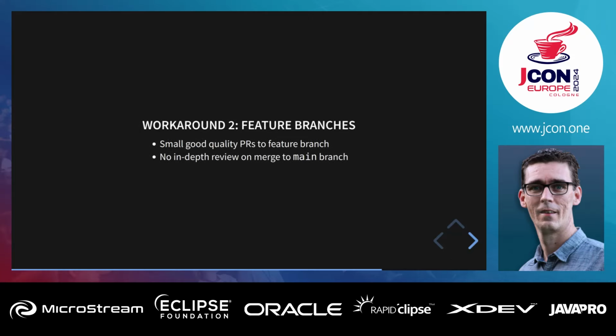Another workaround is feature branches. Sometimes if there's really a big thing, you create a feature branch and you create pull requests towards that feature branch. So you only have to review those smaller pull requests, not the big thing. At the end, of course, you want to merge the feature branch into your main branch, but then typically you don't do a review that much in depth, because you reviewed all the small parts. So then you typically do the high level overview as a final step.